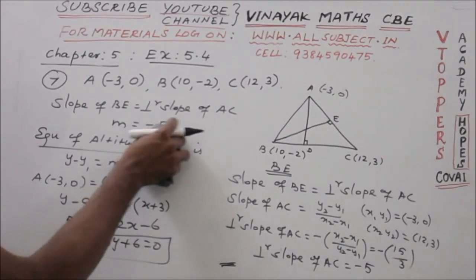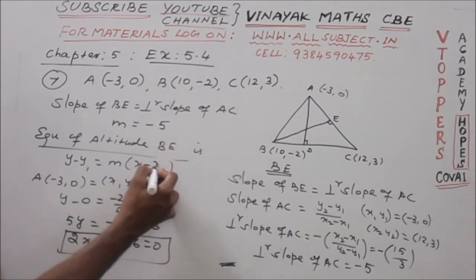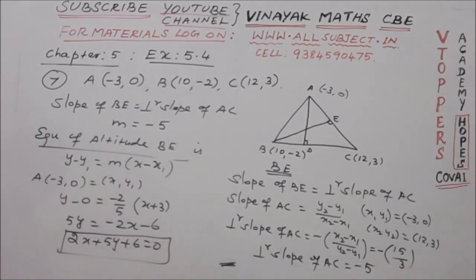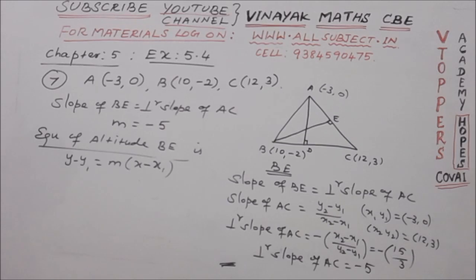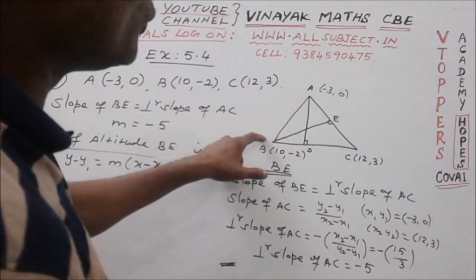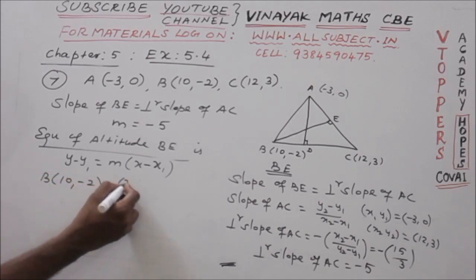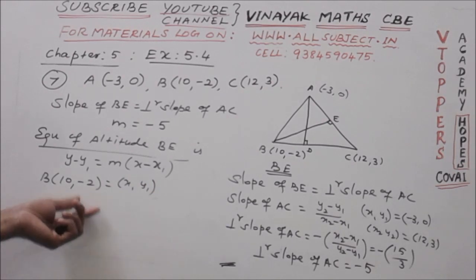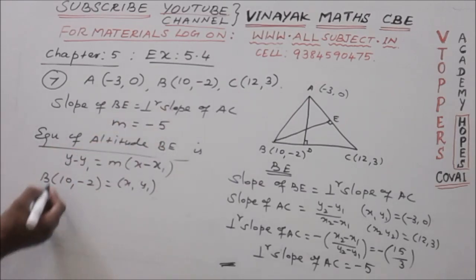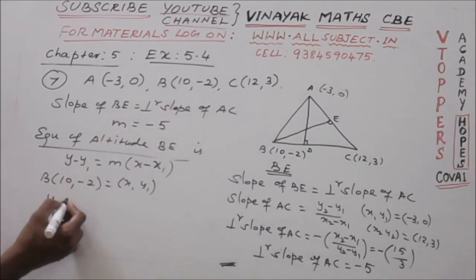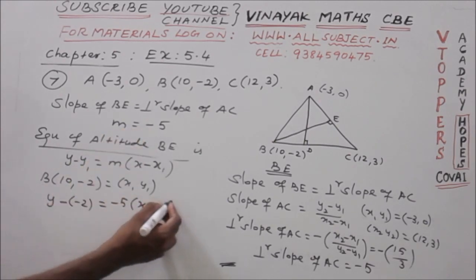Now, the equation of altitude BE, we can apply the same formula: y minus y1 equal to m into x minus x1. Because we should find the equation of the altitude through B, which passes through B, B is taken as x1 comma y1, B of 10 comma minus 2. Now substituting x1, y1 as 10, minus 2 and m as minus 5: y minus of minus 2 equal to minus 5 into x minus 10.